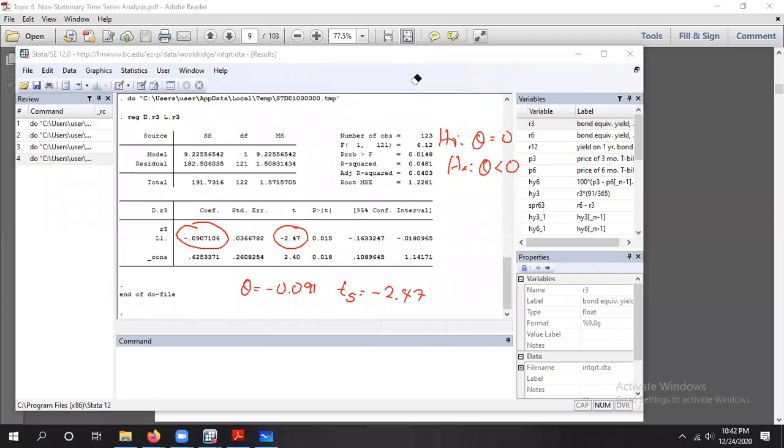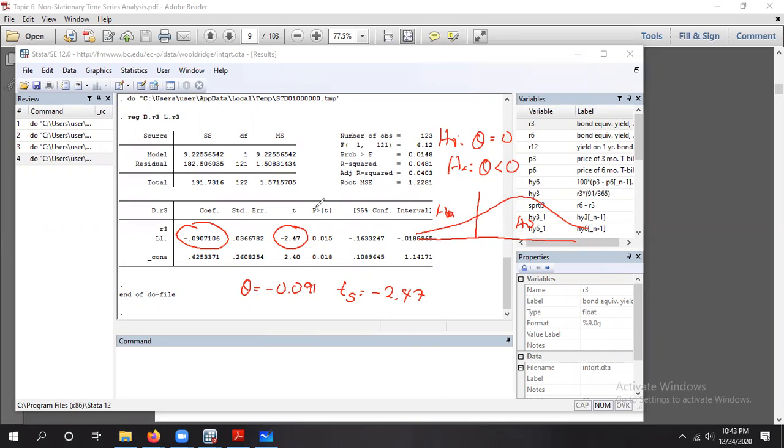If you assume that our distribution is something like this, of course we want to know whether the negative 2.47 belongs to the H0 region or the HA region. And then of course we need to get the critical value.